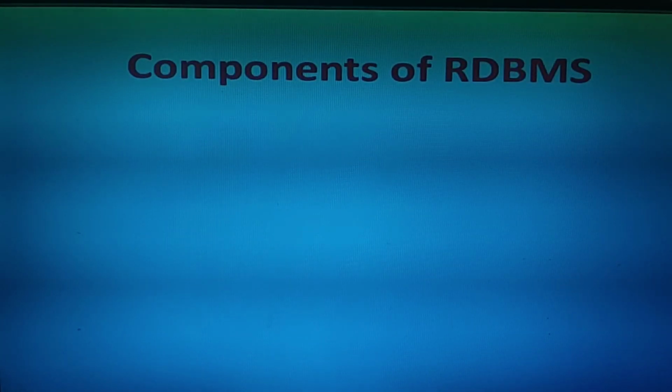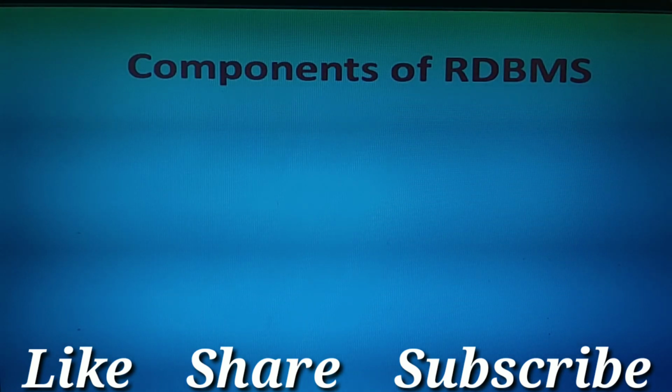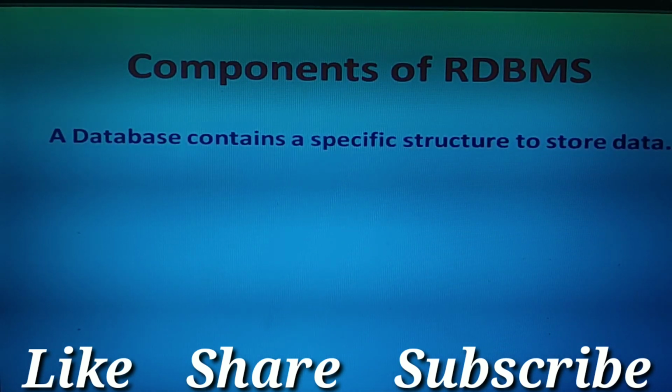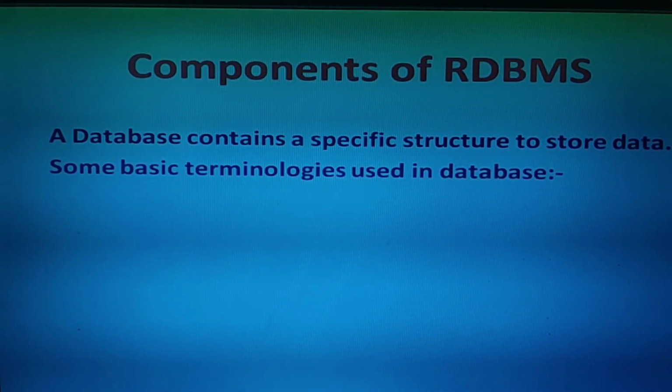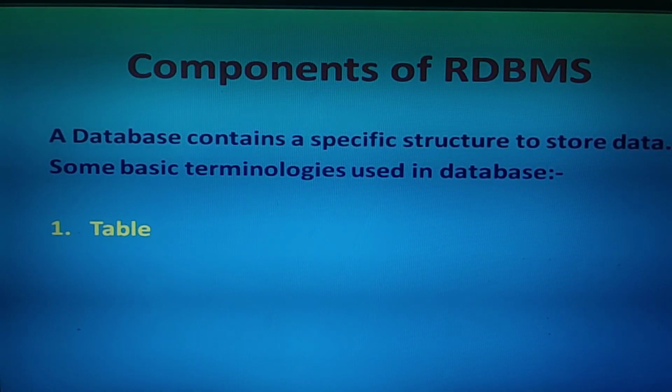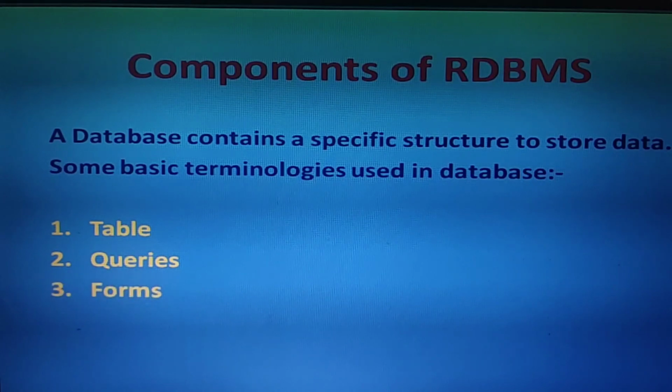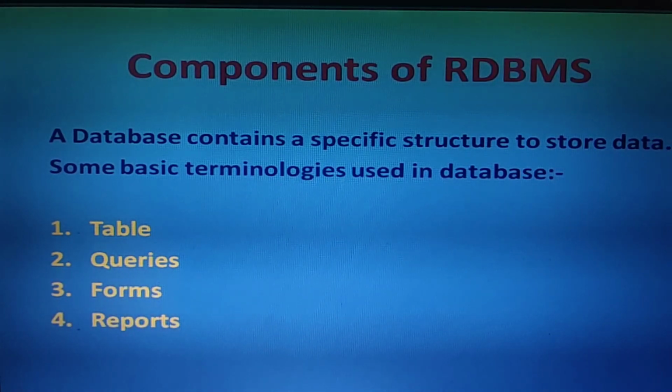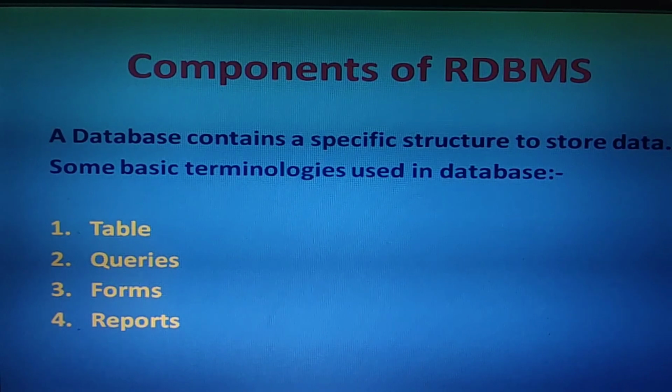We are going to start a new topic, components of RDBMS. In this topic we will cover the complete structure of a table. A database contains a specific structure to store data. There are some terminologies used in a database: table, queries, forms, reports. These are the terminologies we use in the RDBMS.